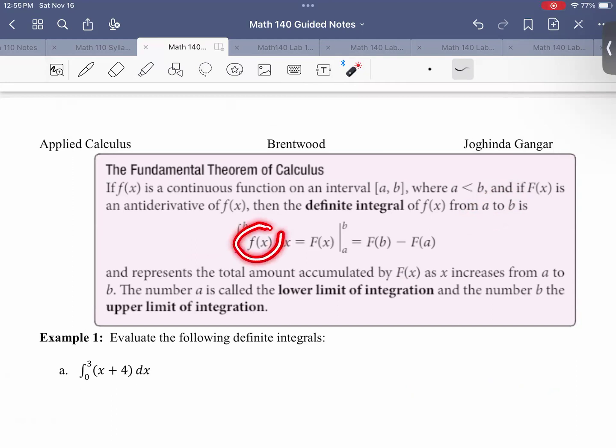You evaluate the antiderivative F of x at b and at a independently and subtract them. This represents the total amount accumulated, that key word, accumulated, as x increases from a to b. The number a is called the lower limit of integration, and the number b is called the upper limit of integration.